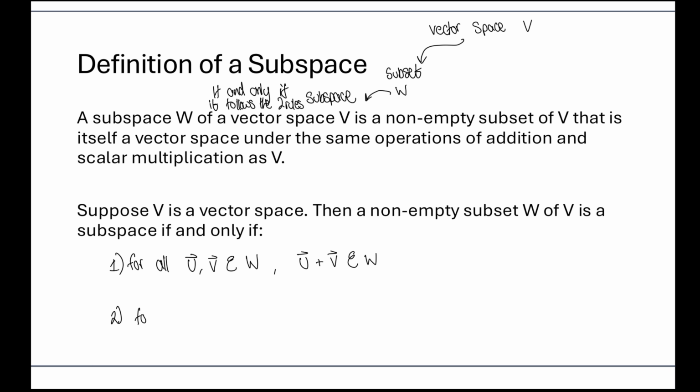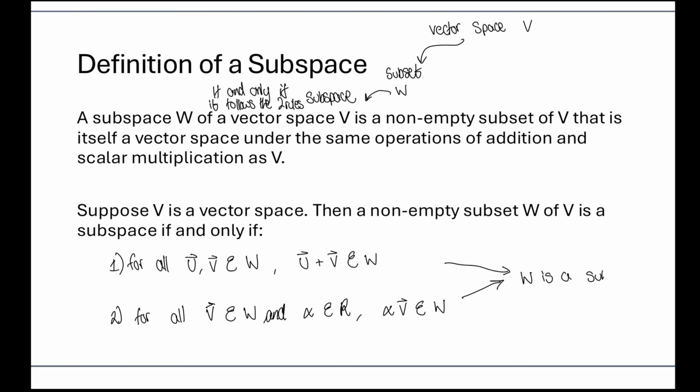And the second rule is for all vectors v which are in the subset W, and alpha, which is a real number, if we do alpha multiplied by the vector v and it's within the subset W, we have a subspace. So if these conditions are true, that means W is a subspace of V. So if this is true and this is true, we have a subspace of V.